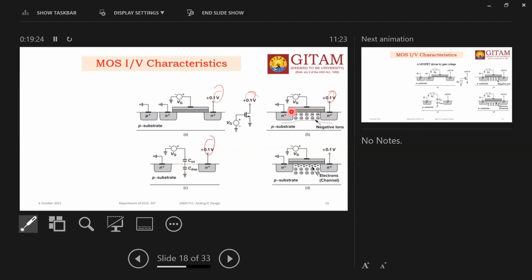Similarly, this interface is acting as one plate, and this substrate is acting as another plate, and this is the depletion layer. The depletion region is the dielectric material because we cannot find any free carrier there. Whenever you have depleted all the free carriers, it is nothing but the depletion region. It looks like a dielectric medium. So this is one more capacitor, C depletion. Like that, two capacitors are connected in series.